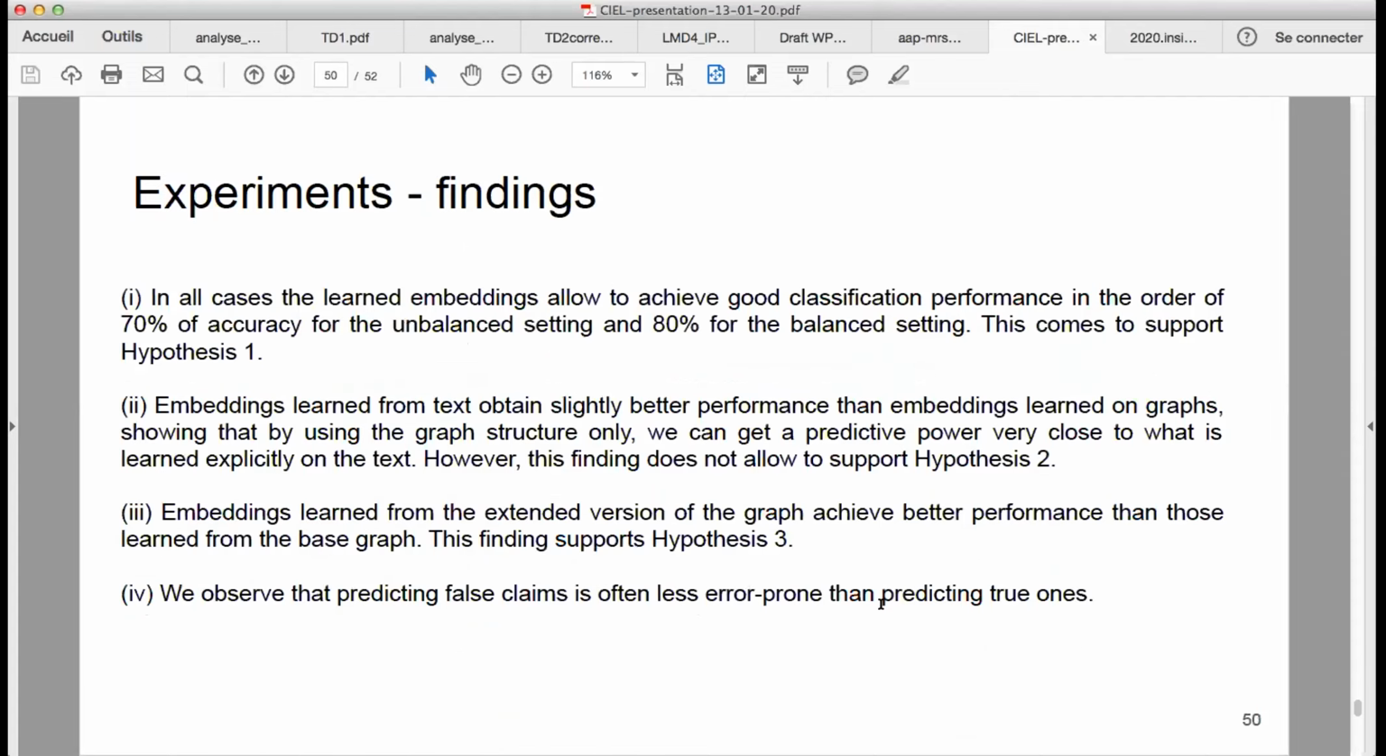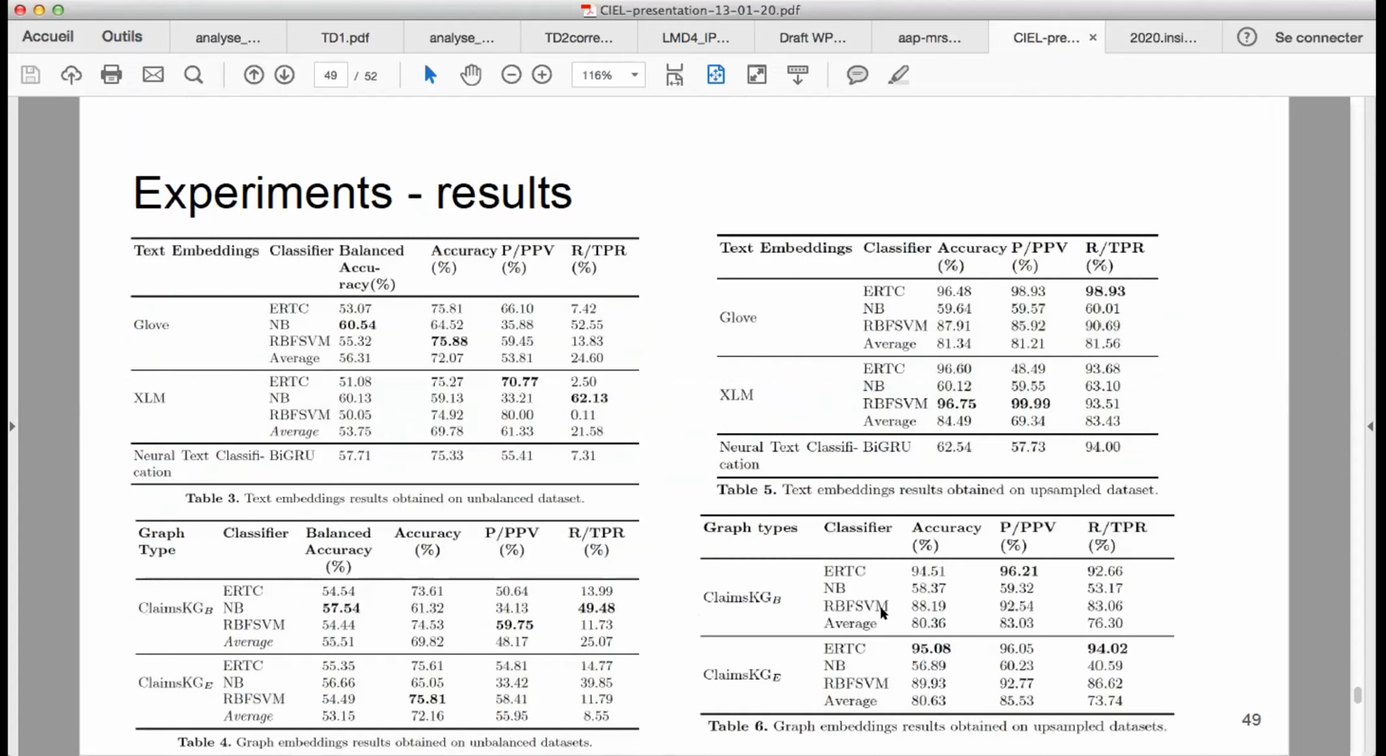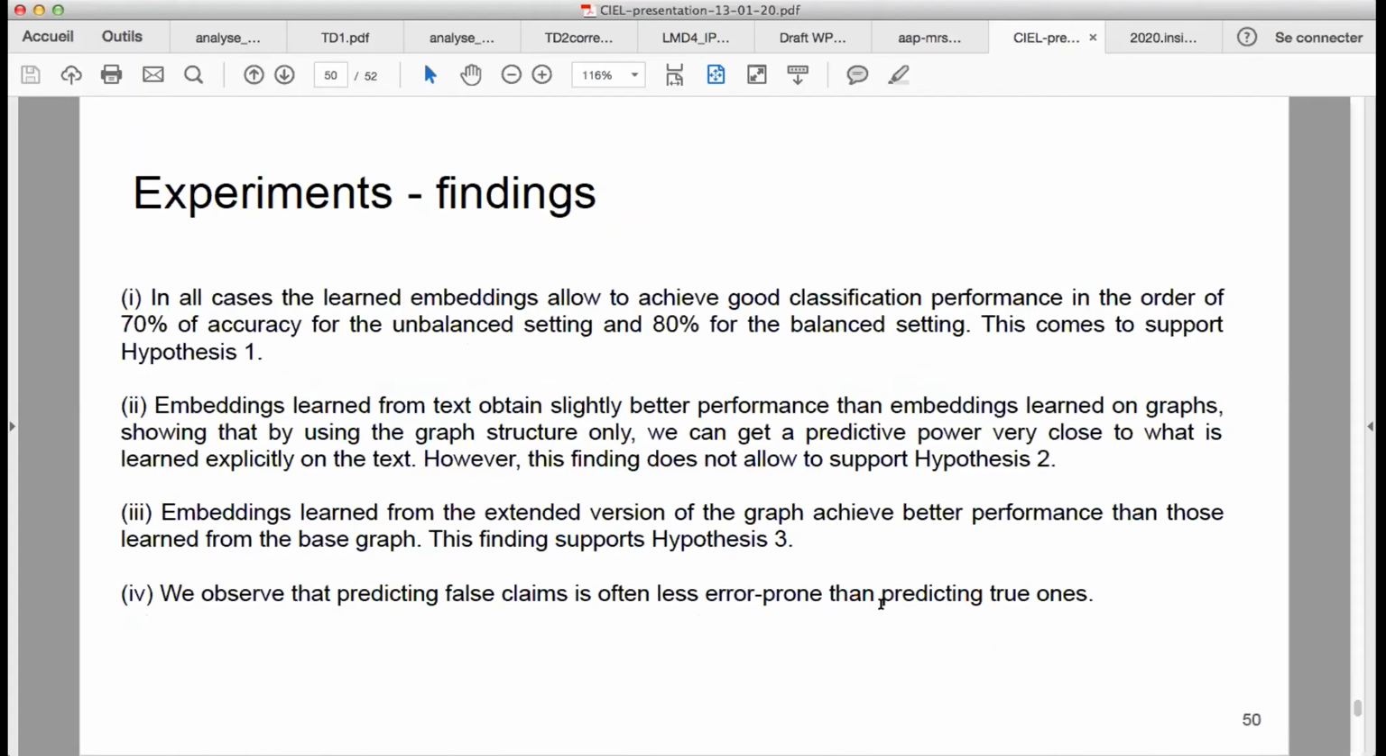So I will summarize our results. What we saw is that, again, we have trained text embeddings only, and then graph embeddings, and we have tried to compare those. In all cases, learned embeddings allow us to achieve good classification on our data. The embeddings learned from text obtain slightly better performance than those learned on graphs. So this comes to contradict our second hypothesis.